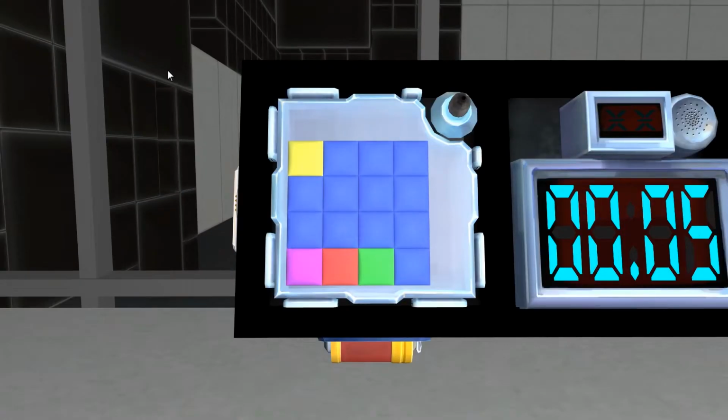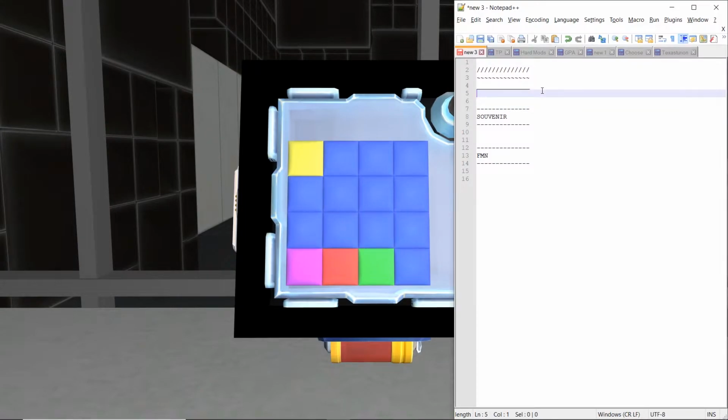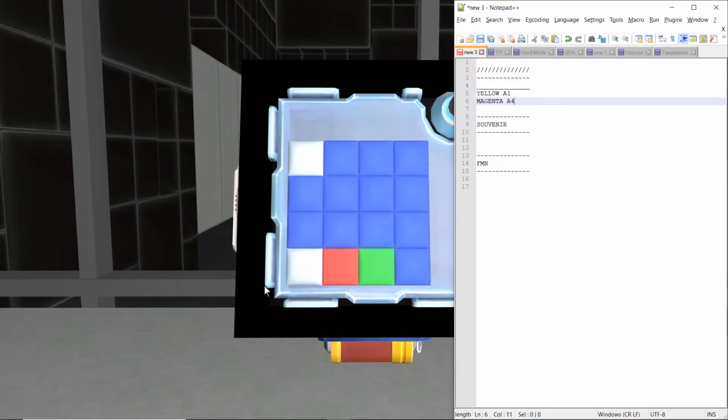As per usual, let's do a second example. This is the story of a man named Stanley. Okay, so we have yellow at Alpha 1, magenta at Alpha 4, red at Bravo 4, and green at Charlie 4.